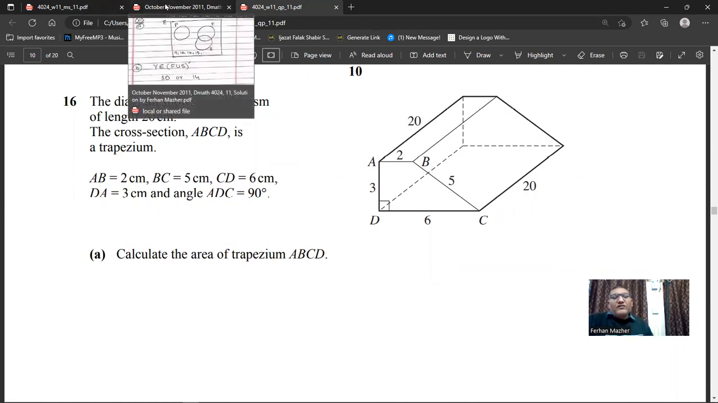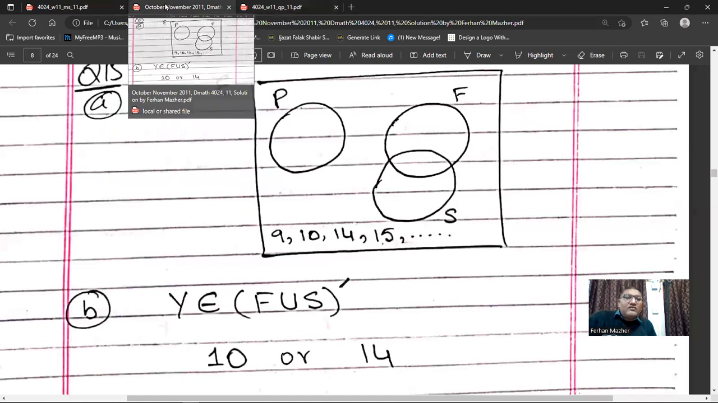You know the formula for the area of the trapezium is 1 by 2 into the height of the trapezium into the sum of the parallel sides. Here the parallel sides are 2 and 6 and the height between them is 3, so simply you have to put the values.